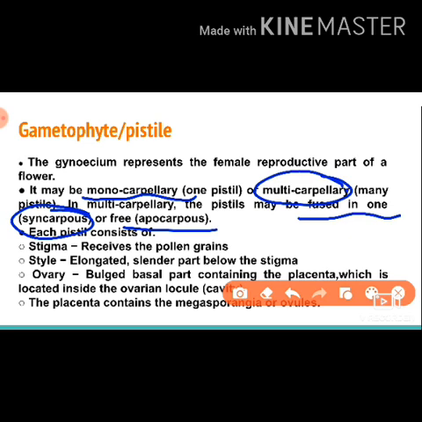Carpels single in number: if they contain only one pistil, we call it monocarpellary. If they contain more than one carpel, or more than one pistil, we call it multicarpellary. And in the multicarpellary gynoecium, if they contain more carpels, sometimes they are fused or sometimes they are free. If they are fused, that is syncarpous.